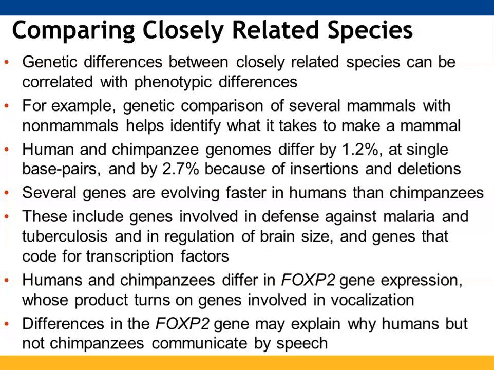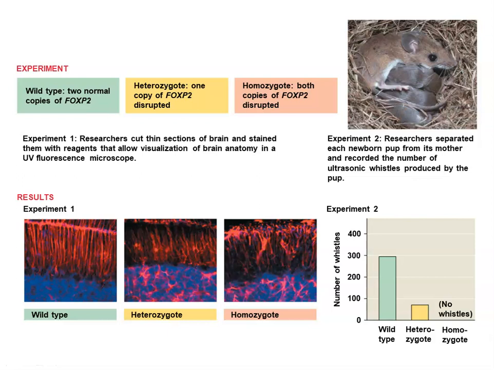We do have genes that are evolving more quickly in us than in chimpanzees, and they would be genes that are going to have a more significant impact on our ability to survive and reproduce, such as genes that will help us better protect ourselves against malaria and tuberculosis, have an impact on our brain size, and then the genes that code for transcription factors to determine which proteins get made. We differ in a FOXP2 gene, whose product is going to have an impact on vocalization. And it's thought perhaps that differences in that gene can explain why we can communicate by talking, but chimpanzees cannot. And so there is some examination of what happened when the FOXP2 gene had disruptions.